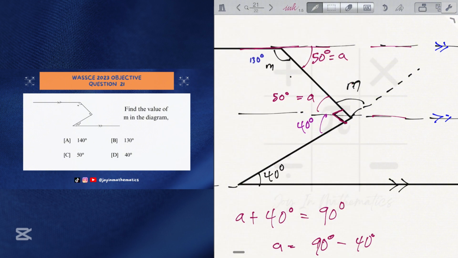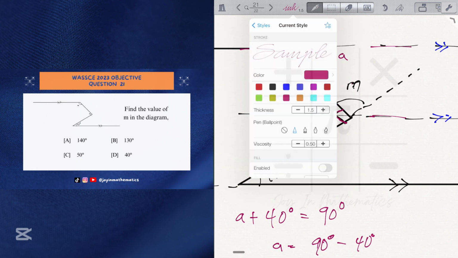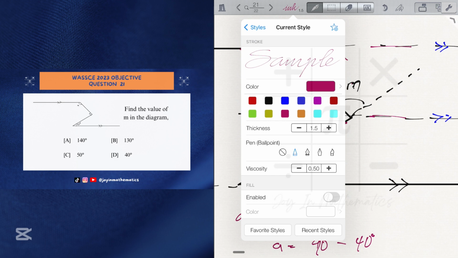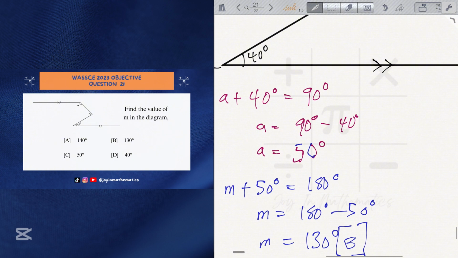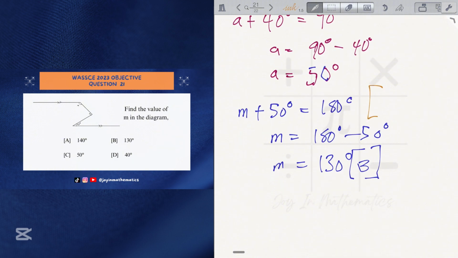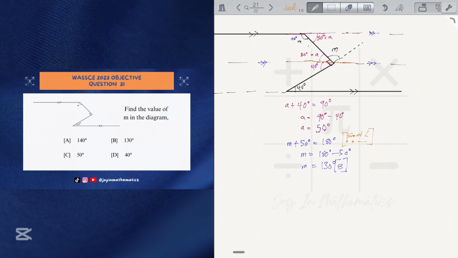So according to this, we can now apply the same principle that we did: M plus 50, because we will be applying the whole straight line. That's M plus 50 is equal to 180 degrees, just as we had here, and we are using the sum of angles in a straight line. So we can now see how we evaluated M in two possible ways. So M is equal to 130 degrees, which is equivalent to option B.